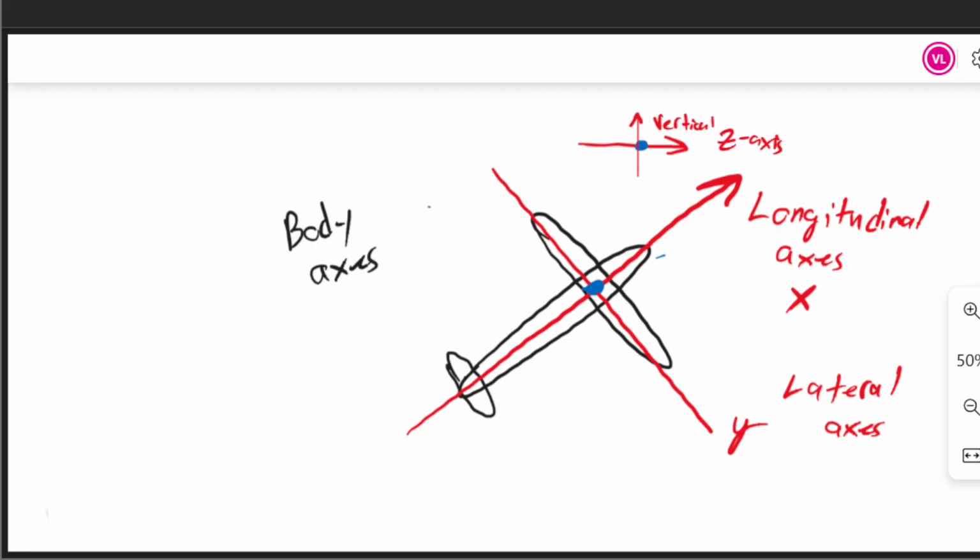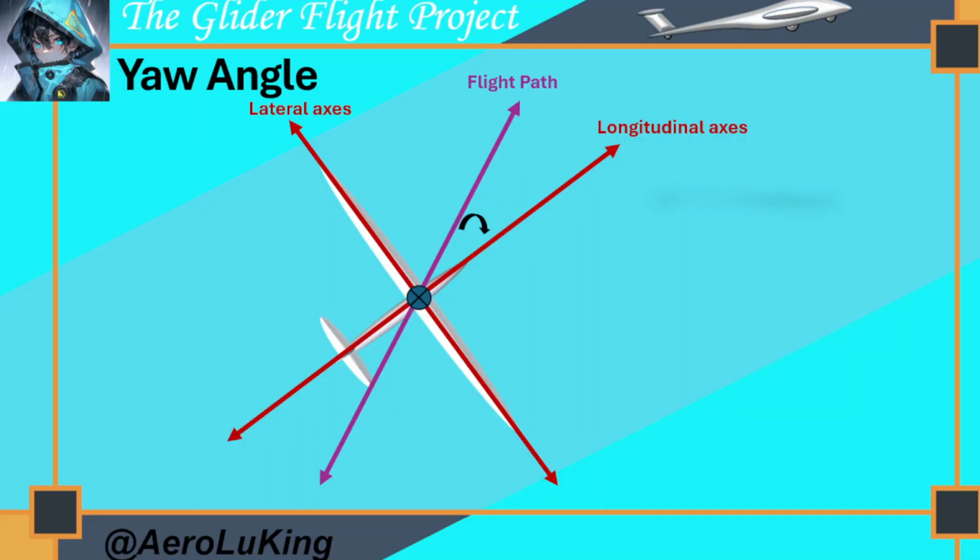So now that we have our coordinate system of the plane, we now need other reference points to be able to start defining what a yaw angle is, for example. So let's start there. Yaw angle. We've determined what the longitudinal and lateral axes are. They're part of the body. The flight path is always going to be the direction in which the plane is moving towards. So even though your nose may not be pointing in the direction that you're flying or moving in the sky, the flight path is always the reference of where the plane is moving towards.